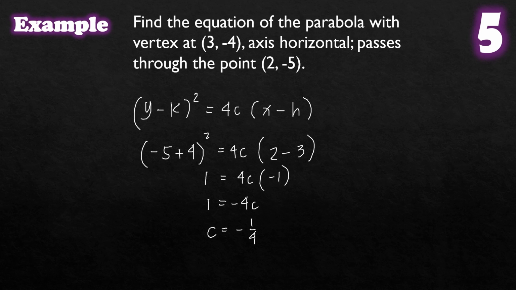Going back to the standard form of the equation of the parabola, substituting the value of c and the coordinates of the vertex 3, -4, then we have the equation of the parabola in standard form as y plus 4 squared is equal to 4 times -1/4, that will be -1 times the quantity x minus 3.